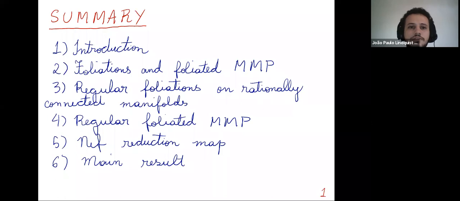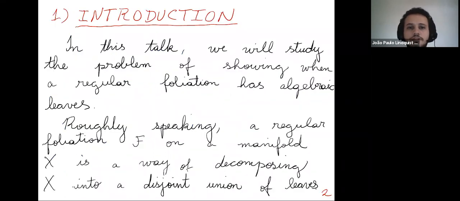So I will start with a summary of the program of my talk. I'll start with an introduction. Then I will talk about foliations and the foliated MMP, where MMP stands for Minimal Model Program. And then I will talk about regular foliations on rationally connected manifolds and regular foliated MMP, the NEF reduction map, and I will finish with the main result that I want to show you.